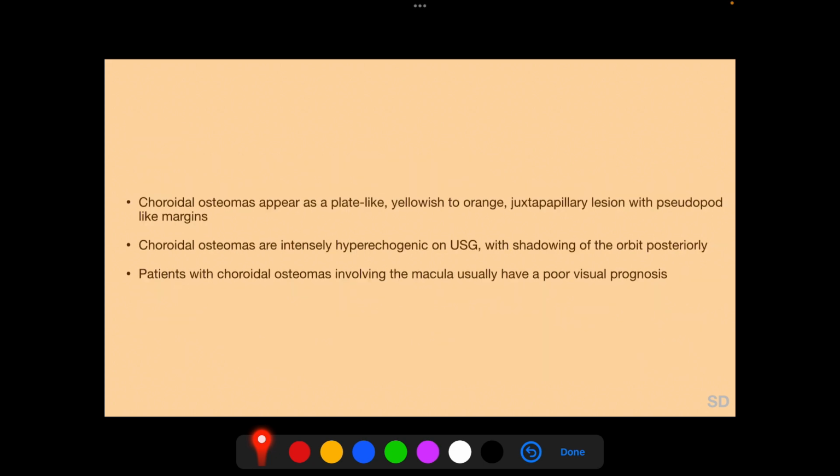Choroidal osteomas appear as plate-like yellowish to orange juxtapapillary lesions with pseudopod-like margins. Choroidal osteomas are intensely hyperechogenic on ultrasound with shadowing of the orbit posteriorly, and patients with choroidal osteomas involving the macula usually have a poor visual prognosis.